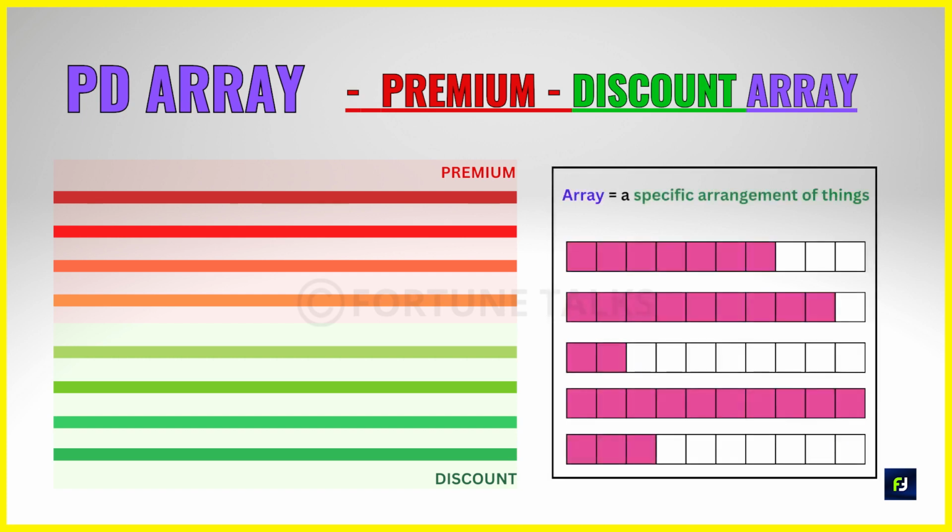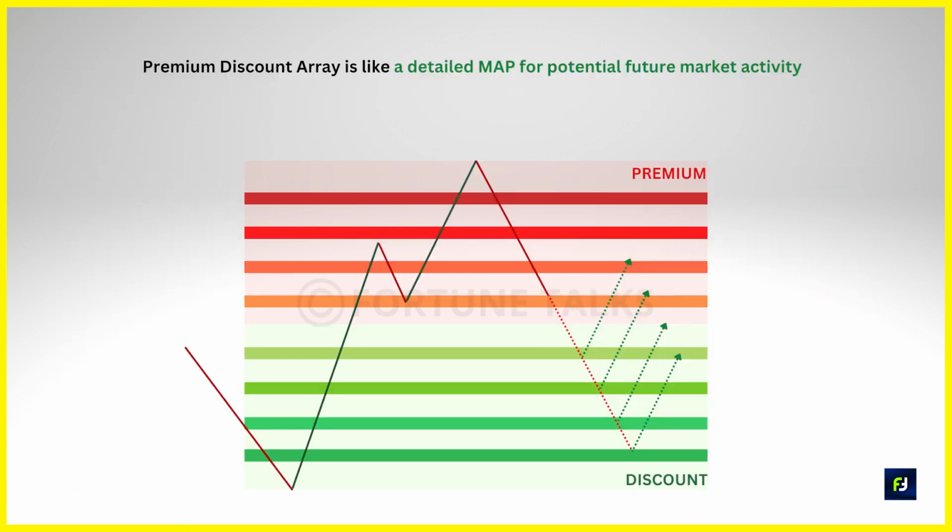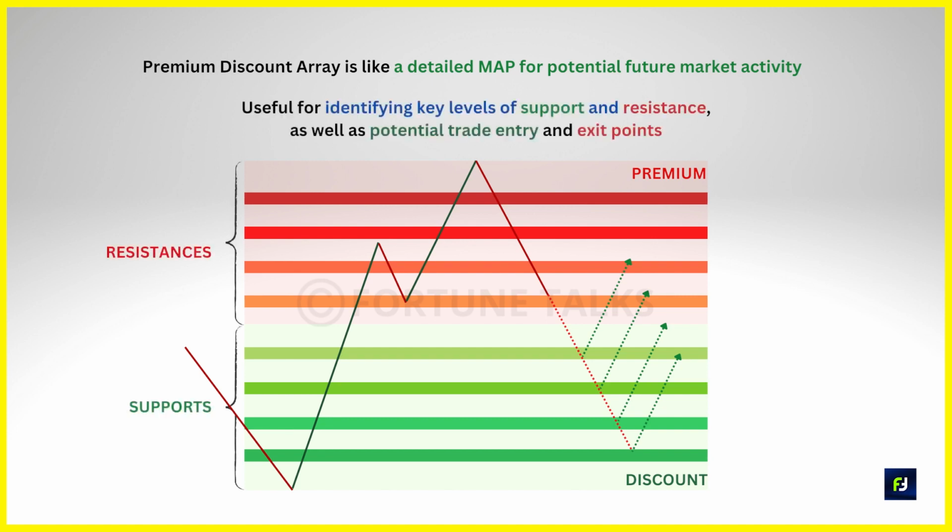An array is nothing but a specific arrangement of things. Now, premium discount array is crucial for understanding how the market has moved and how it might move in the future. It is like a detailed map of the market activity, showing traders where the price has been and suggesting where it might go. This array is particularly useful for identifying key levels of support and resistance, as well as potential entry and exit points for trades.